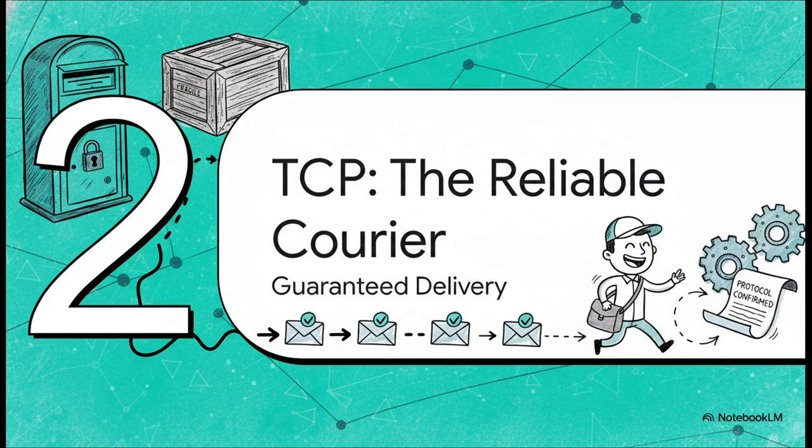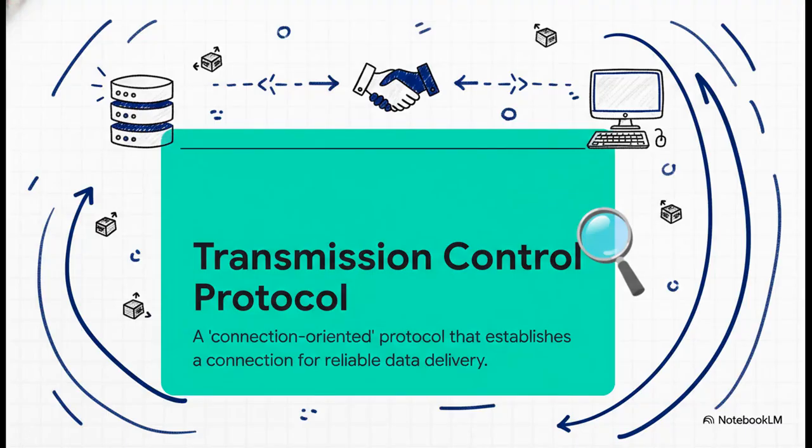So, now that we know how data finds the right mailbox, we need to talk about the delivery service itself. And first up is TCP. This is the premium white glove courier service you hire when every single piece of the message has to arrive perfectly intact and in the right order. No exceptions.